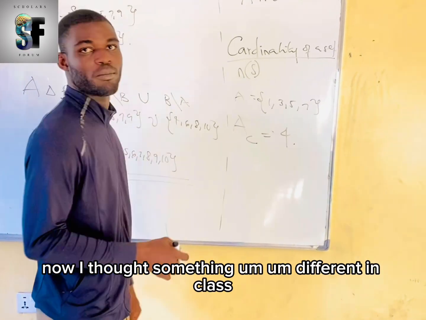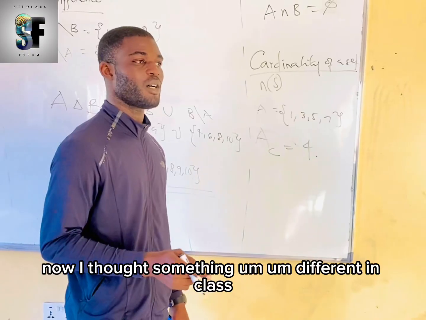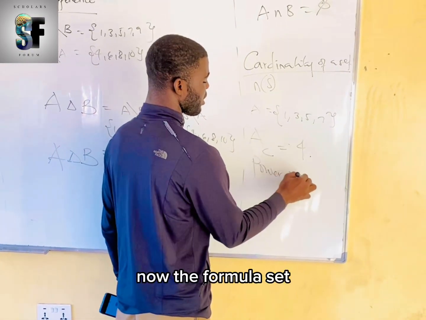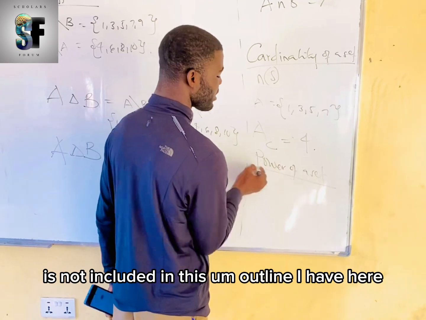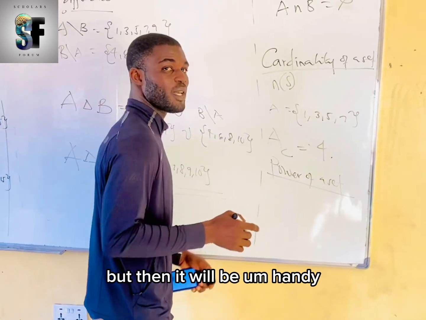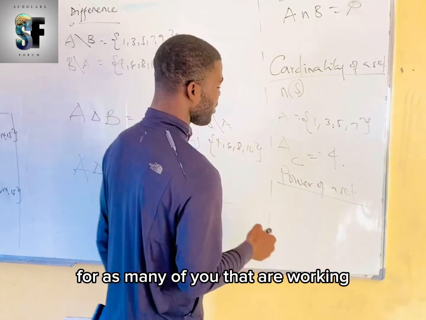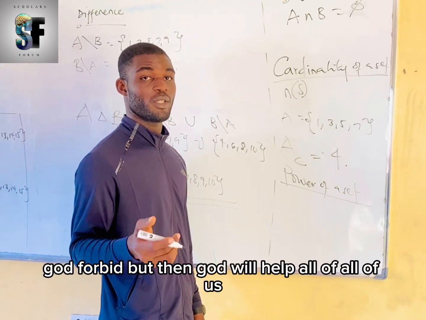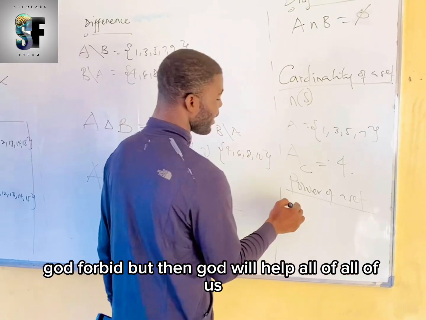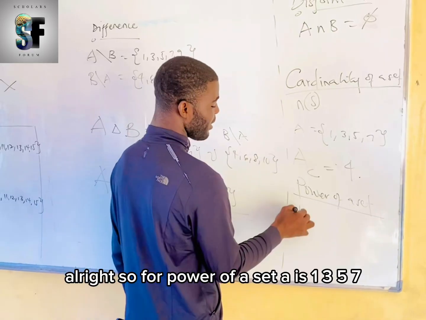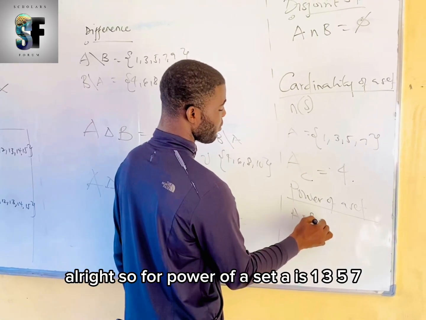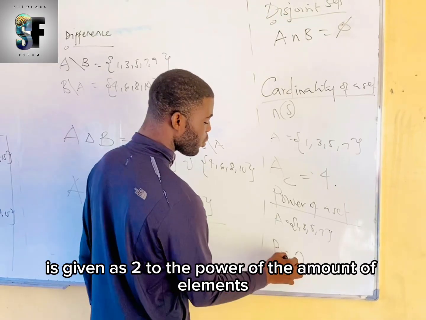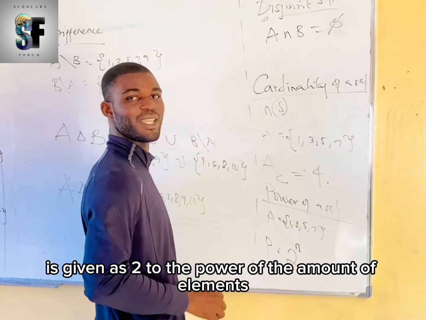Now I taught something different in class, talk about the power of the set. Now the power of the set is not included in this outline I have here, but it will be handy for as many of you that will work in mathematics in the near future. I know that some of you are already saying, God forbid, but God will help all of us. Alright, so for power of the set, A is 1, 3, 5, 7. The power of the set is given as 2 to the power of the number of elements in that set.